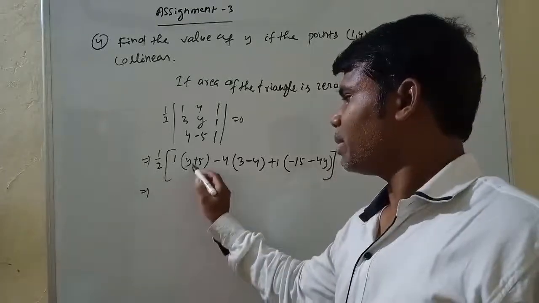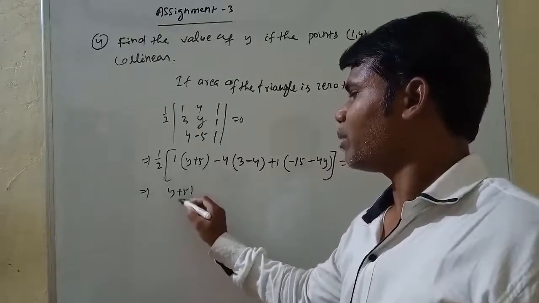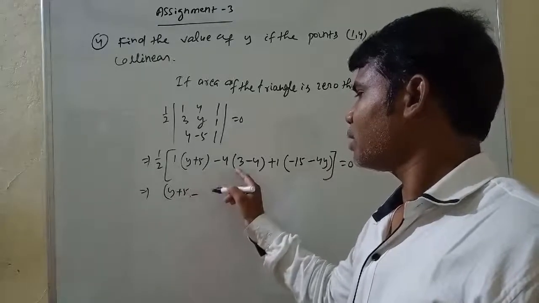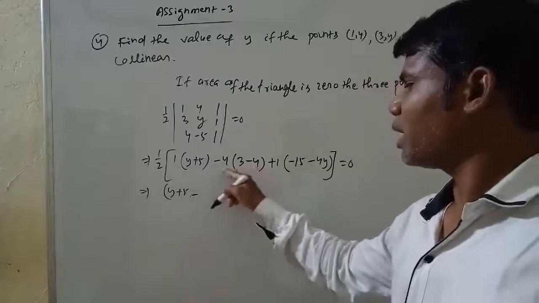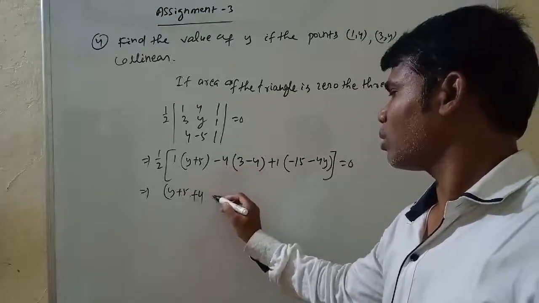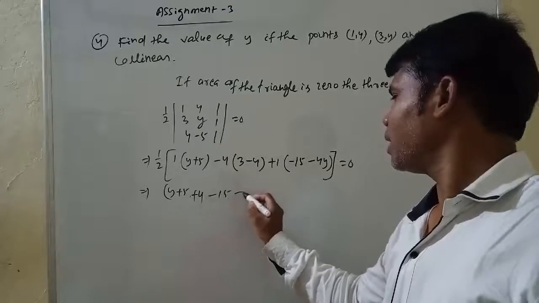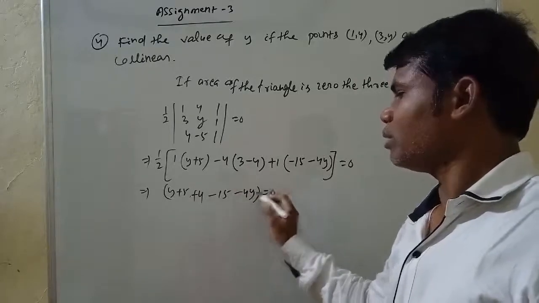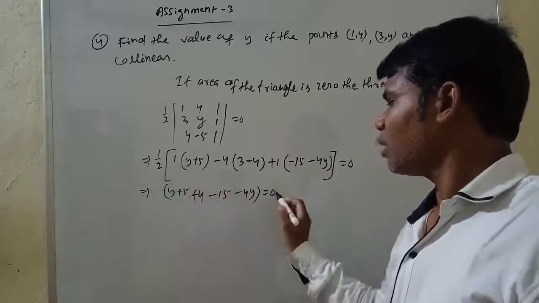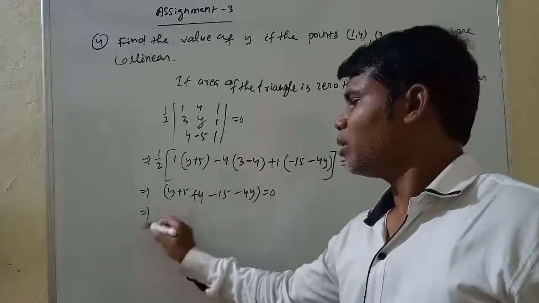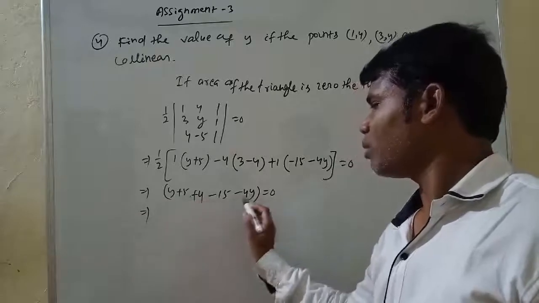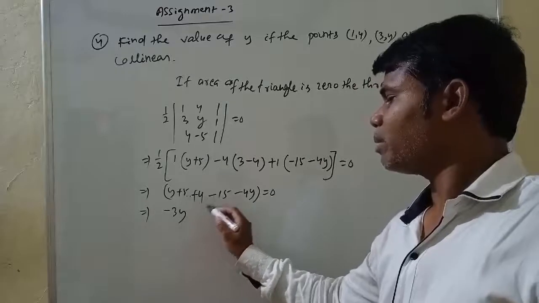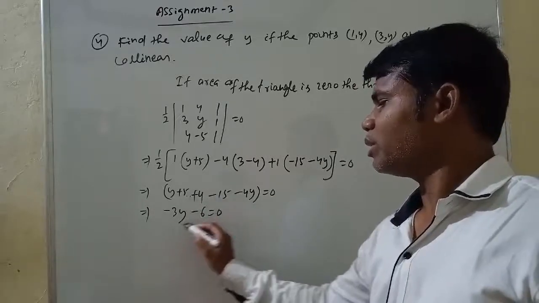Okay, that means y plus 5, 1 into y plus 5 minus this is 3 minus 4 minus 1 again minus 4 plus 4, this is minus 15 minus 4y is equal to 0. Okay, these two will come to this side and become 0. Okay, is equal to, see, y minus 4y, that is minus 3y, 5 plus 4 is 9, minus 15, that is minus 6 is equal to 0.